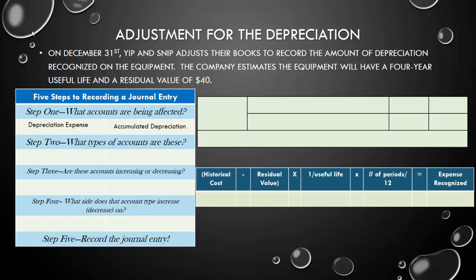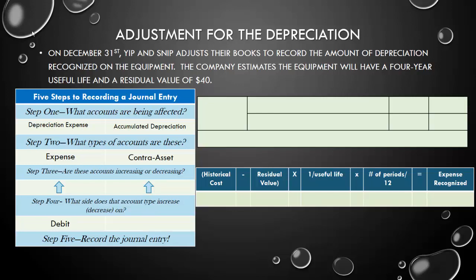What types of accounts are these? Depreciation expense is an expense. Accumulated depreciation is a contra account, and it is a contra account which is tied to an asset, which means it is a contra asset, something that reduces an asset's value. Are these accounts increasing or decreasing? Well, depreciation expense, like all expense accounts, tracks how much expense we had for something during the period. Since we're depreciating this, it's losing more value. Our expense account has to be going up. Contra asset tracks how much value equipment has lost. Well, this has lost more value at the end of this period than it had beforehand, so that is also going up. Expenses increase with a debit.